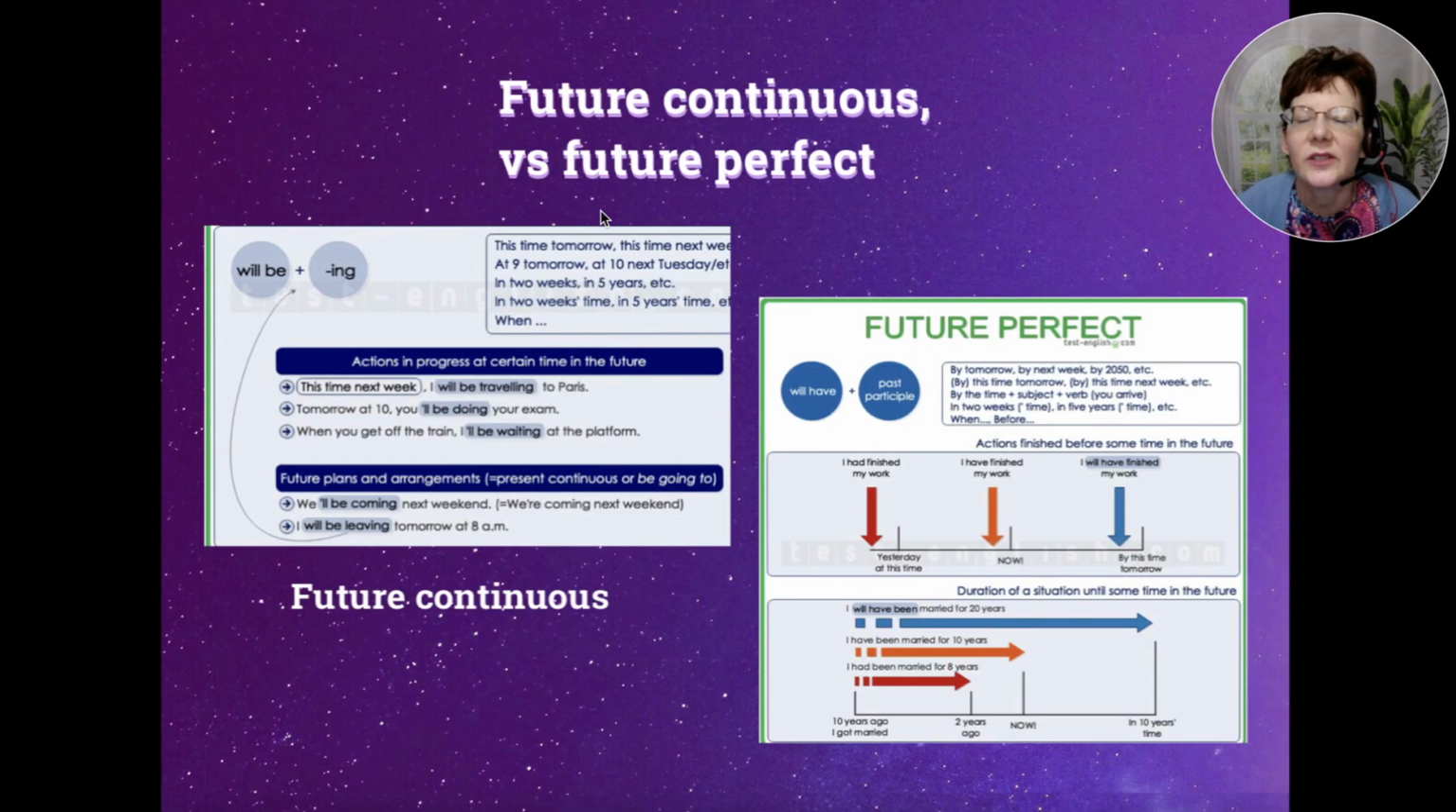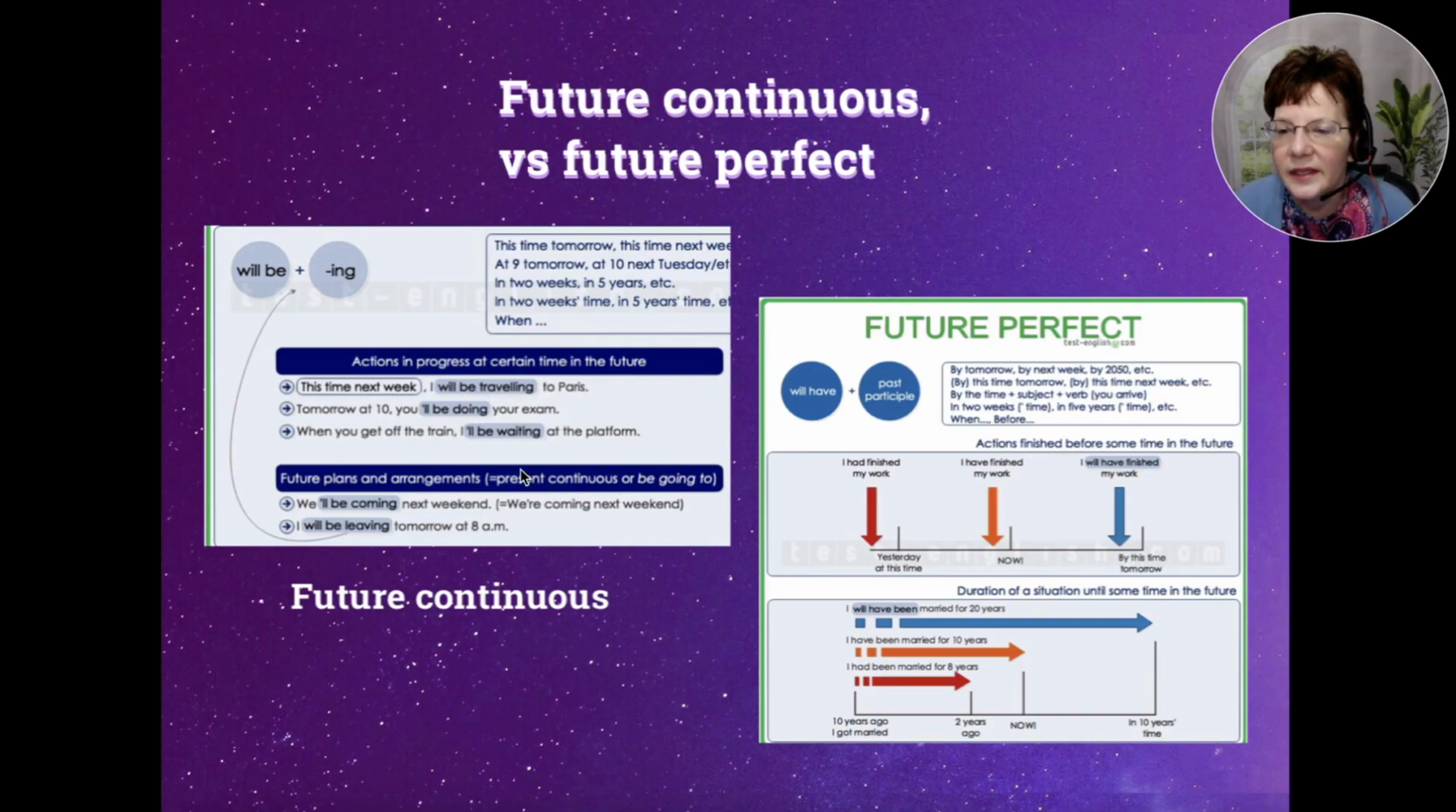Okay, so let's look at these two charts here. Future continuous here is, first of all, formed with will plus the be verb, and then a verb with ing. So it would be the present participle here. This tense is used for actions in progress at a certain time in the future. So an example is, this time next week, I will be traveling to Paris. Or tomorrow at 10, you'll be doing your exam.